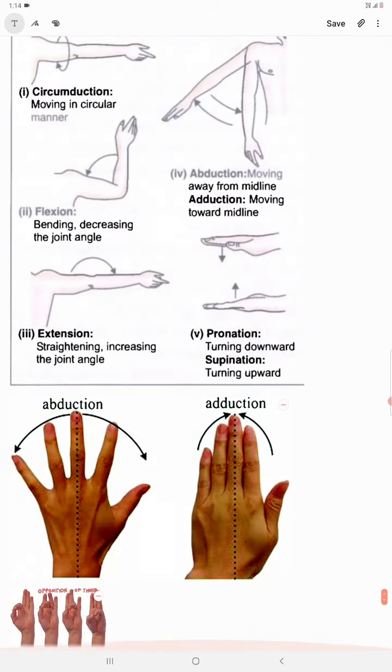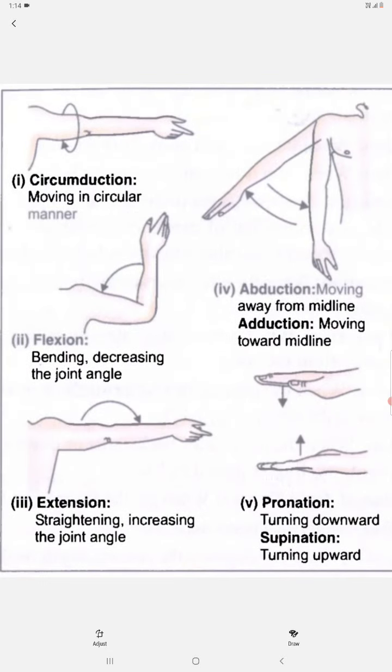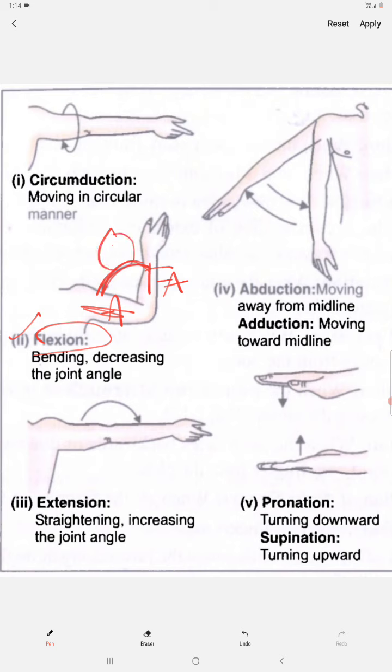So these all are the pictures we can see here. In the first and second picture we can see the flexion. This is the angle. This is the arm portion, and this is the forearm portion. So decreasing the angle between the arm and the forearm, this is called flexion. Okay, I'll discuss this in the next part.